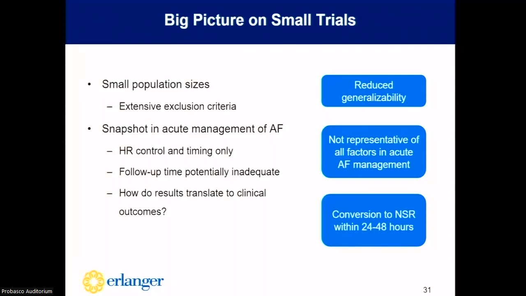Also, this was really a snapshot in acute management of atrial fibrillation, so only looking at their heart rate control at a very short time interval. As far as our other outcomes that were concerned with AFib, these trials did not necessarily assess those. It was purely just heart rate change over a short amount of time.